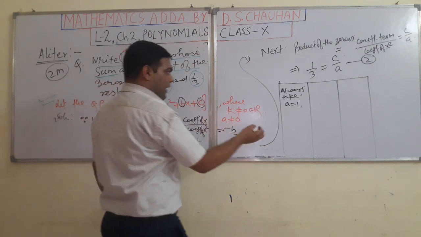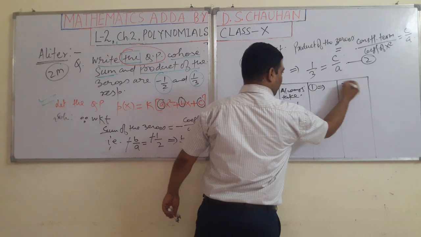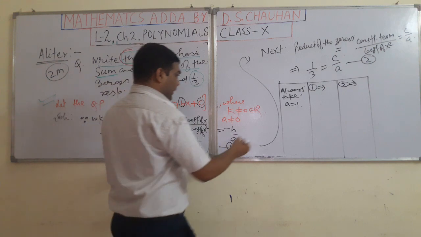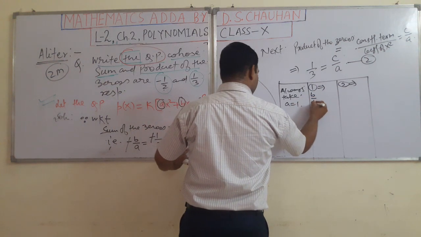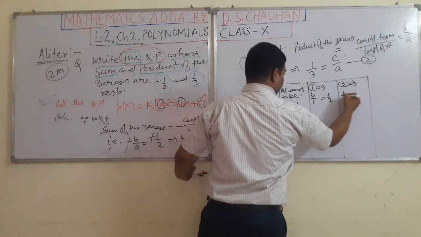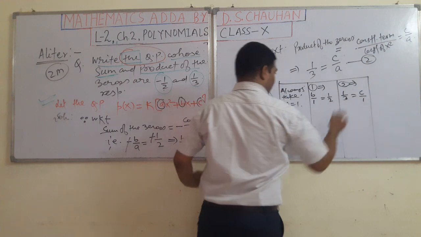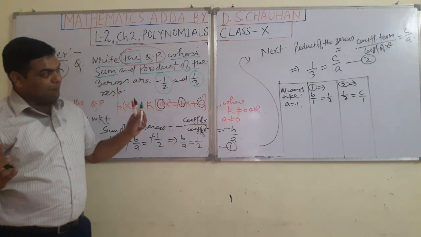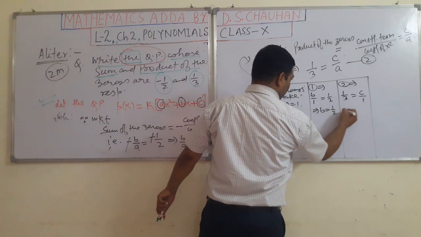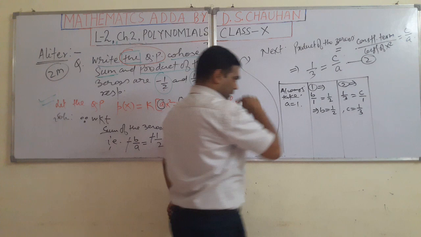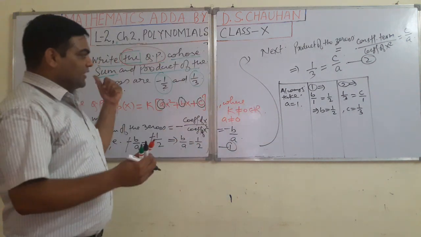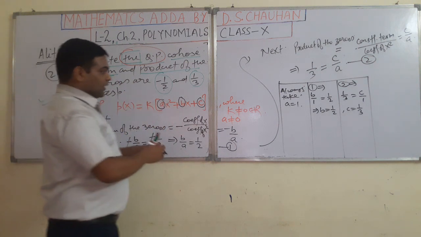As you have taken a equal to 1, equation 1 and 2 become: b upon 1 equal to 1 upon 2, and 1 upon 3 equal to c upon 1. Where a is present, we have replaced it by 1. What are you getting here? You are getting b equal to 1 by 2 and c equal to 1 by 3. See, all are real numbers. Easily now we have the values of a, b and c. Very easily we can find the quadratic polynomial.